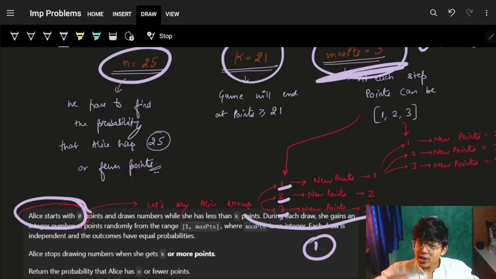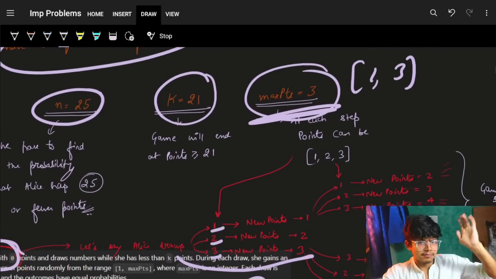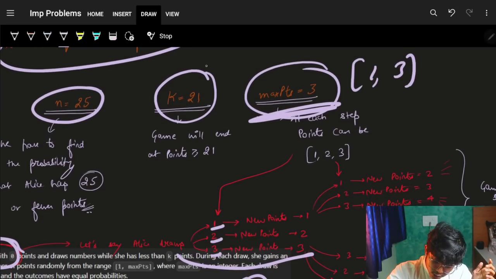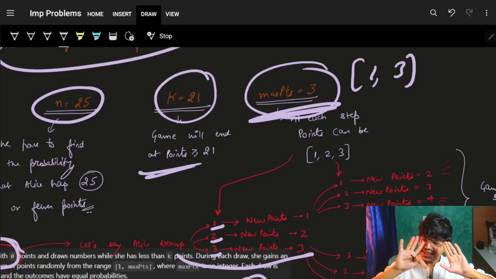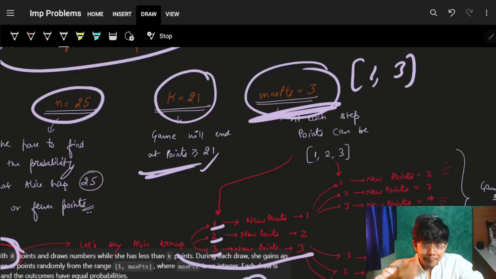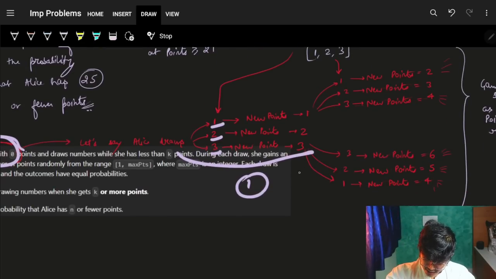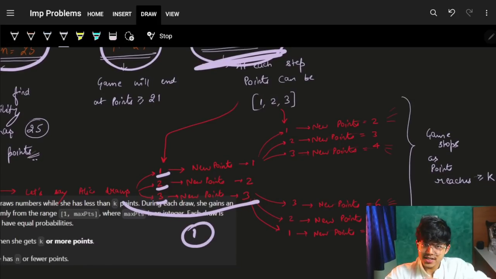But Alice has many options, because Alice can go as many times as she wants. It's just that as soon as the points you have become more than or equal to K, which is 21, then you have to stop. The points are 3, 1, 2, we don't have to stop, right? Because it's less than 21, so I can just go up again.